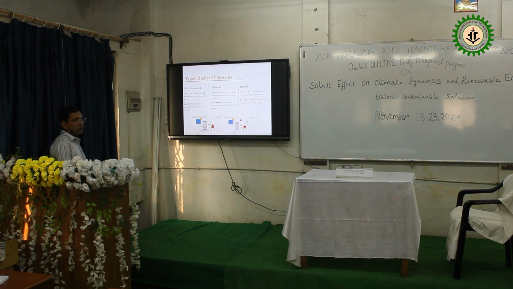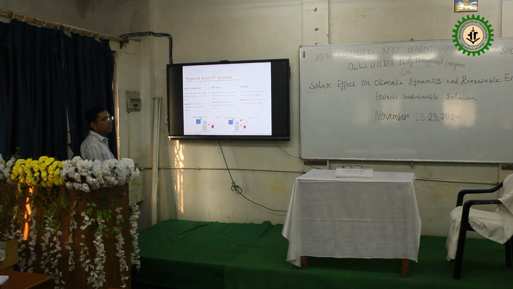The grid-connected one is tied to the utility grid, supplying excess energy to it and drawing from the grid when needed. The benefit of grid-connected systems is reduced grid dependency as well as potential bill savings. In the off-grid case, the price will be a little bit higher as compared to the grid-connected standard system.